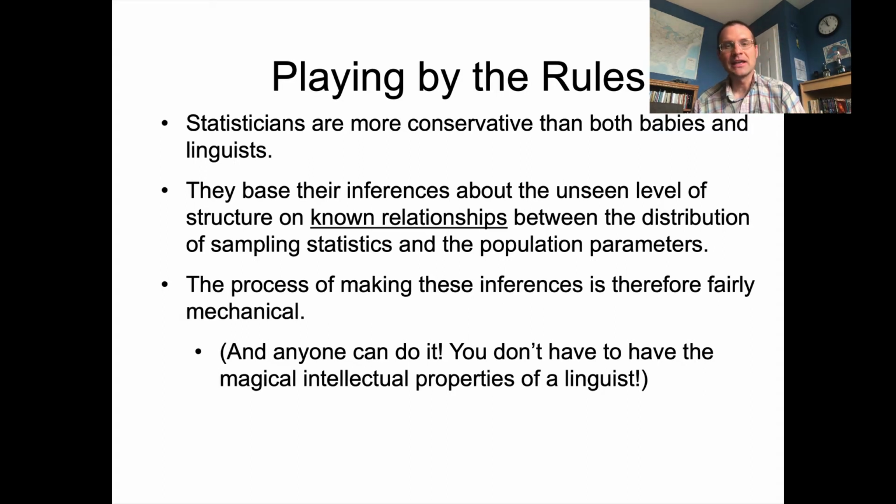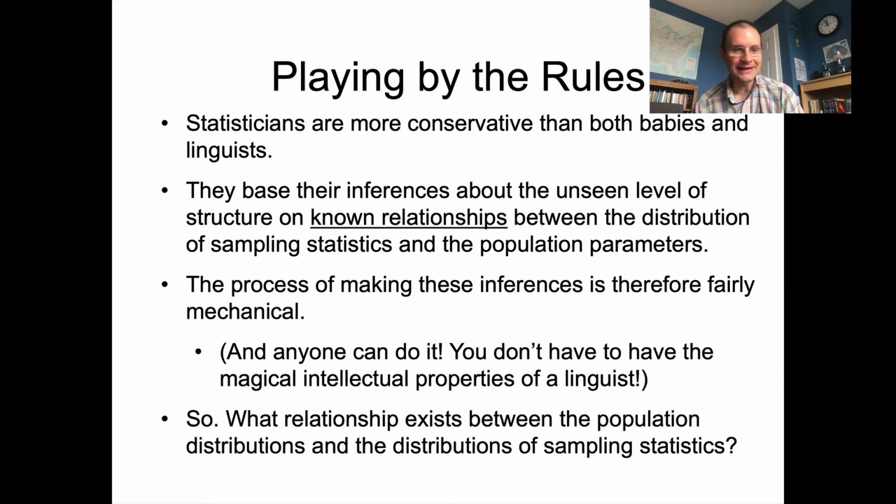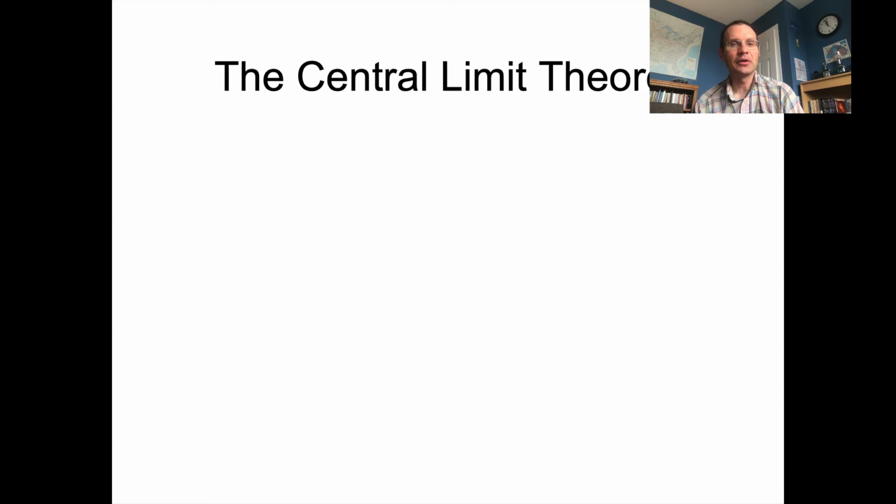So the process of making these inferences is pretty mechanical, and anyone can do it. You don't have to have the magical intellectual properties of a linguist, or, we all know human babies are special, and they have this special ability to figure out what's going on in the language around them. We don't know exactly how that works, but it doesn't matter for stats, because we're going to do something pretty straightforward and mechanical, or maybe even algorithmic. But to do that, we need to know what relationship exists between the population distributions and the distributions of sampling statistics. So what is that relationship?